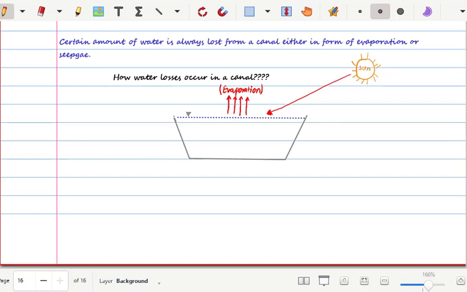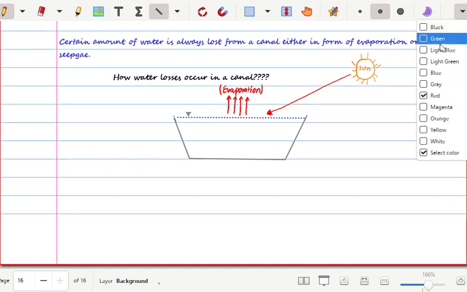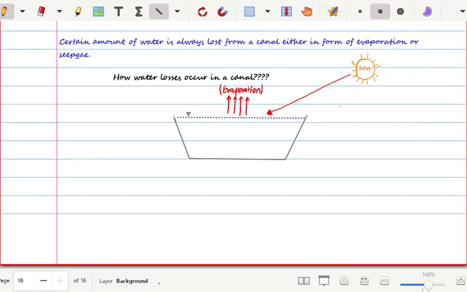What is going to happen when the water starts to evaporate? When water evaporates, obviously this water level will come down, right? Let's draw it there. After discussing the seepage, this is the evaporation.